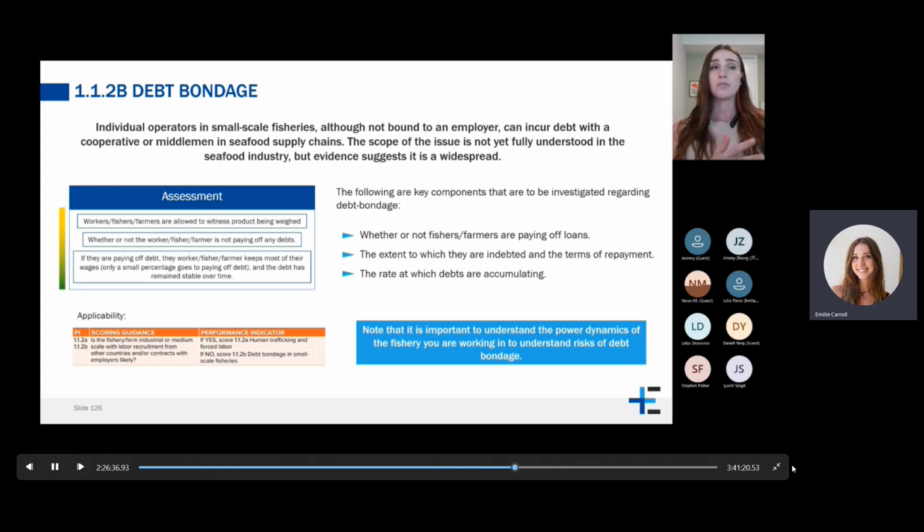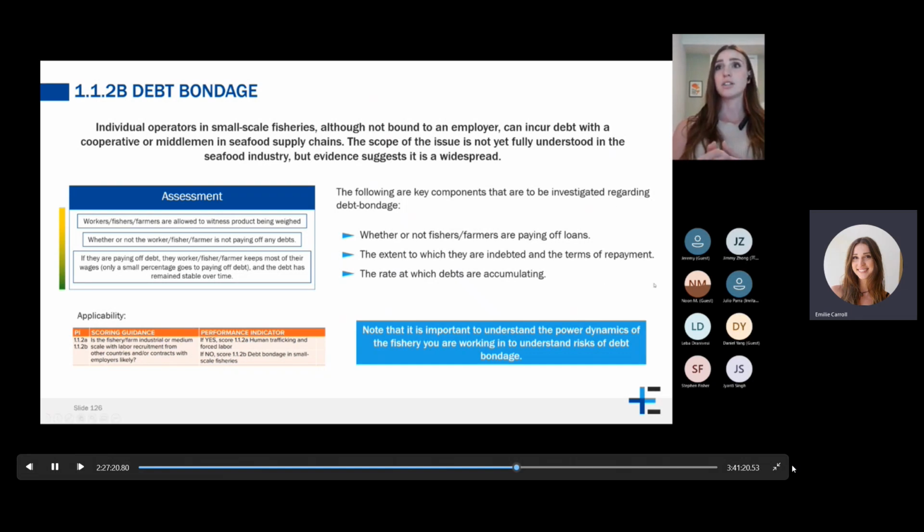So some of the key indicators to look for in terms of the PISGs, first and foremost, is just: are workers, fishers, and farmers allowed to witness product being weighed? If they're able to witness it, they have a better idea of how the pricing works for the product that they're providing, and they can start doing their own mental accounting at the very least. So it's really important that they have transparency in the price that they're being offered for the amount that they're catching. Again, like I said, whether or not they're paying off any debts. So obviously, if they're not paying off any debts, then it's a much lower risk. And then if they are paying off debts, just keeping them stable, and that there's evidence that shows that it's decreasing over time.